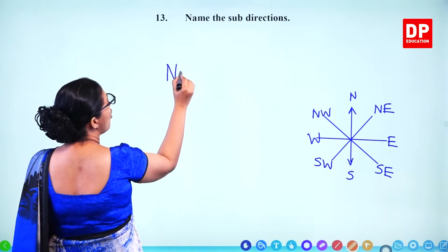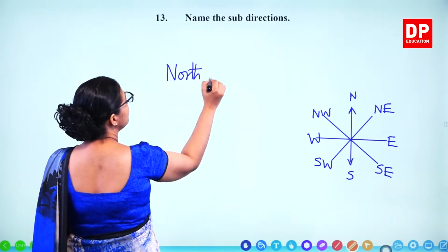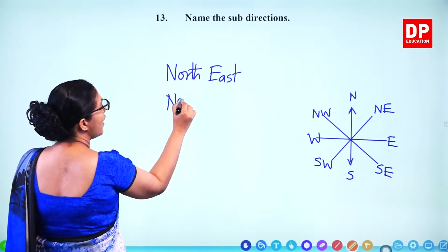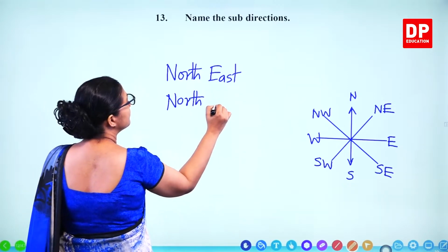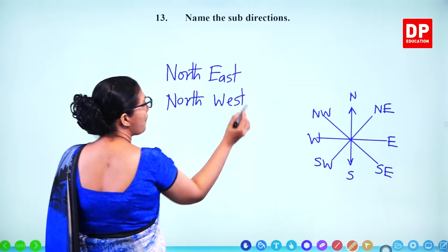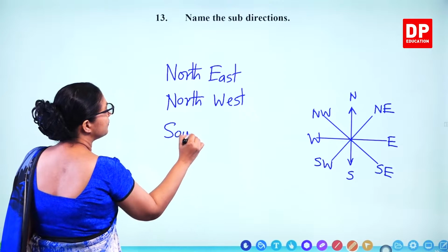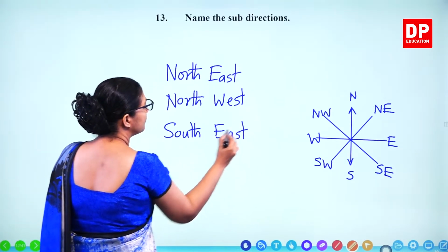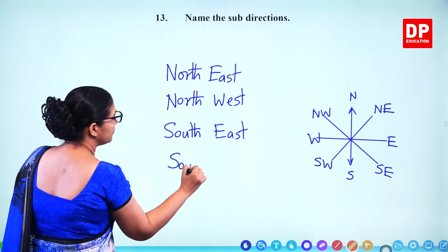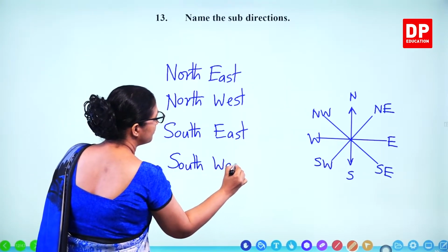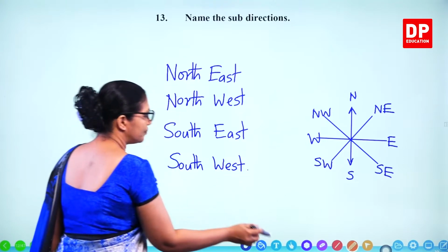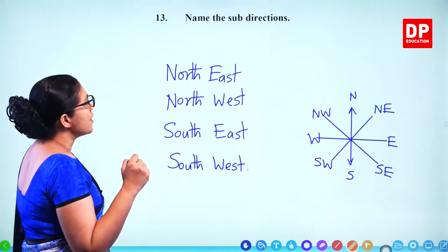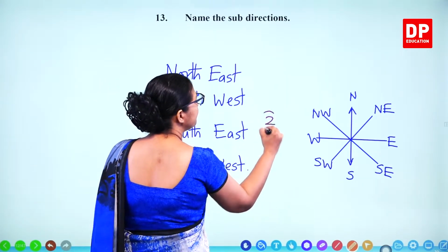You can write northeast, northwest, southeast, southwest. So you write the subdirections. 2 marks for that.